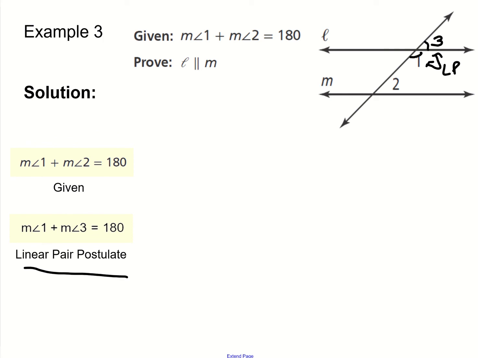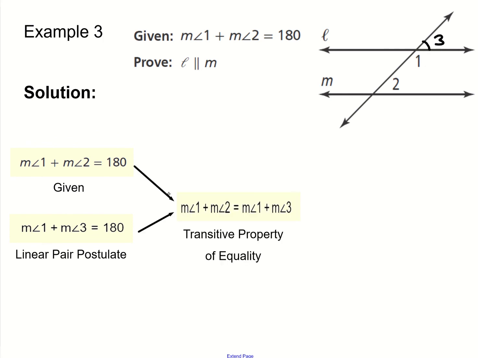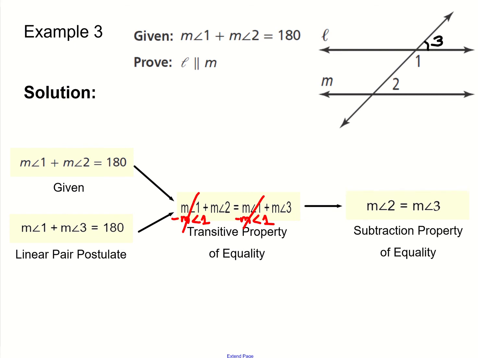If we put those two ideas together, then we can conclude that they're equal to each other because A equals B, B equals C, so that means A has to equal C. And so that's the transitive property. From there, we can get rid of the angle 1s by subtracting it on both sides. That leaves us with angle 2 equals angle 3. And this is known as the subtraction property because we're subtracting the same number on both sides. That leads to this result.